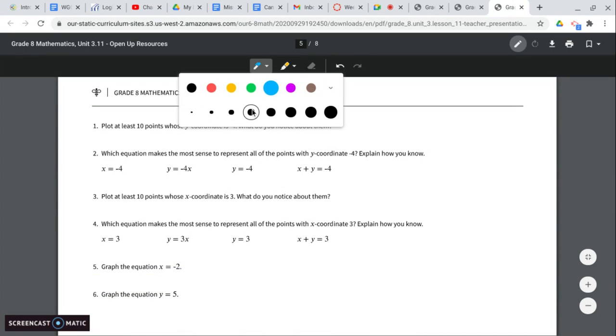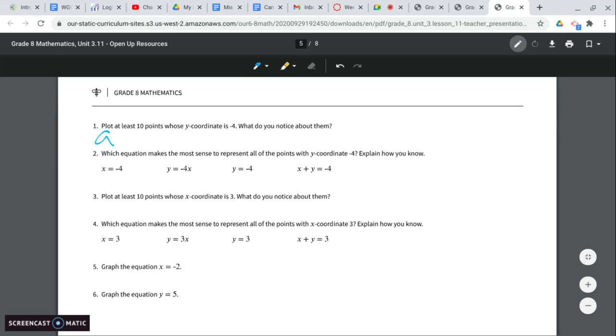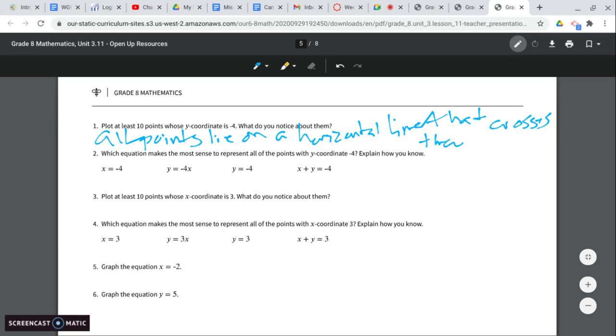So all points lie on a horizontal line that crosses the y-axis at -4.